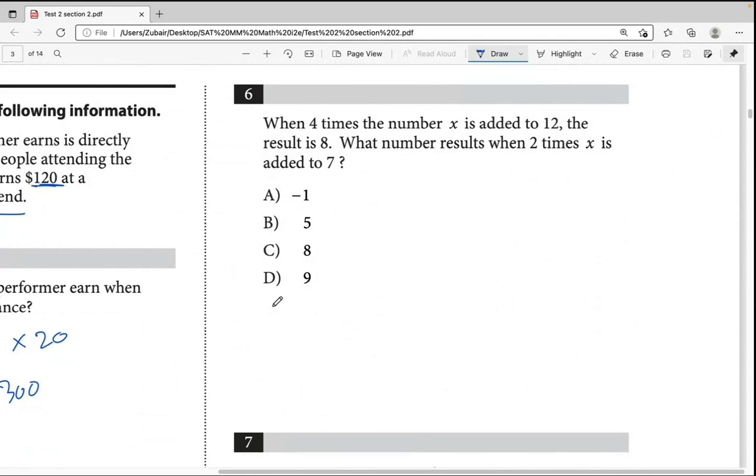When 4 times the number x is added to 12, the result is 8. So A.